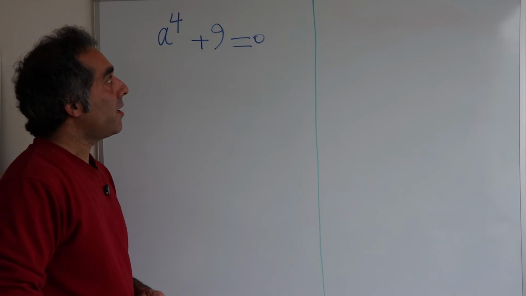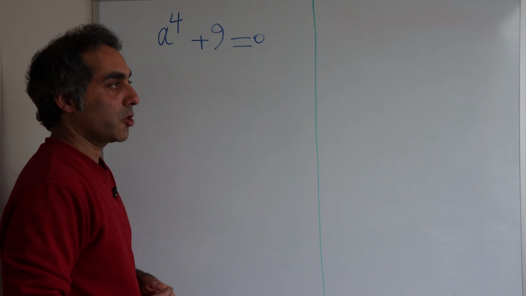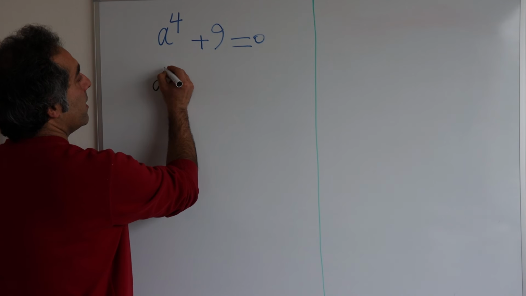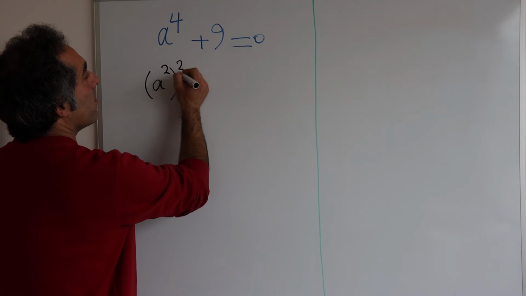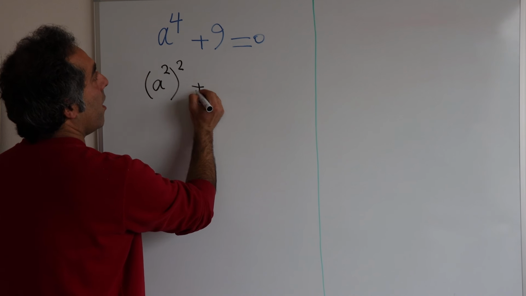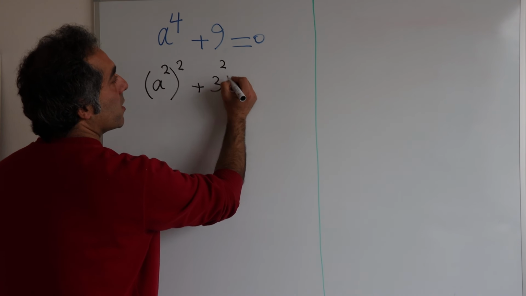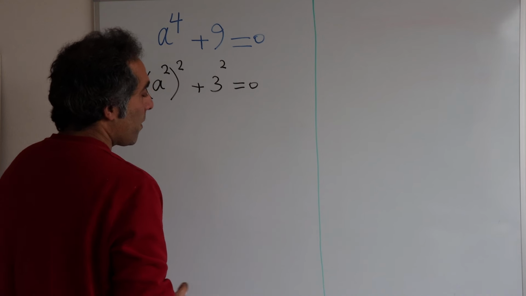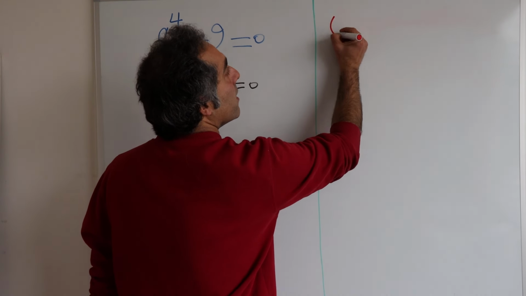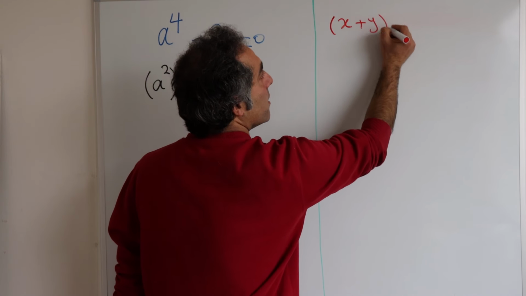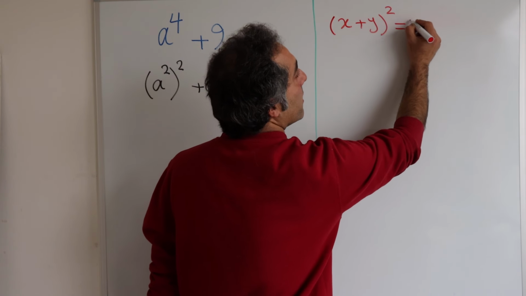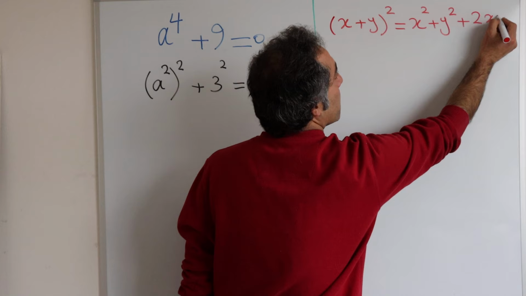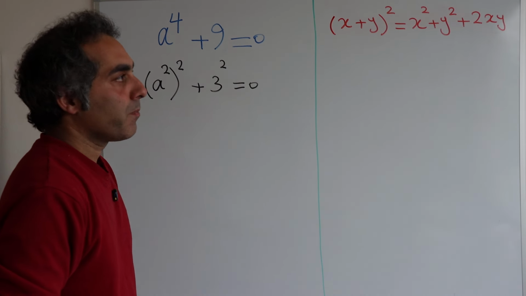Hello my friends, today I want to find the solution of r from this expression. I can write these two terms as r squared. r squared again is r to the power 4, and 9, you know, is 3 squared. So this is correct. But maybe you remember from the mathematical formulas, (x + y) squared is x squared plus y squared plus 2xy. This is a famous equation.